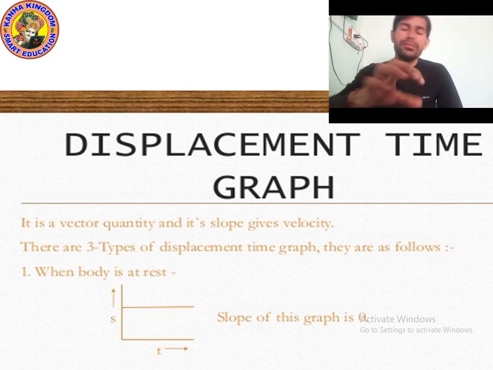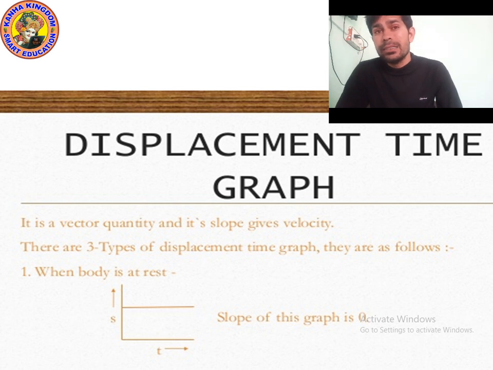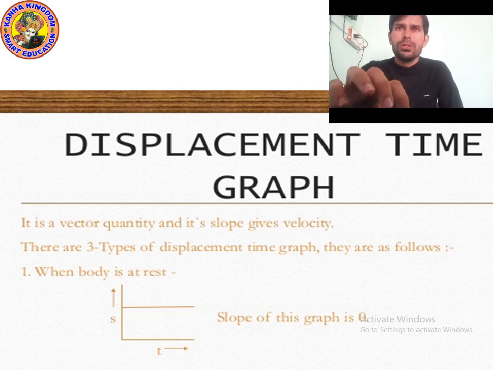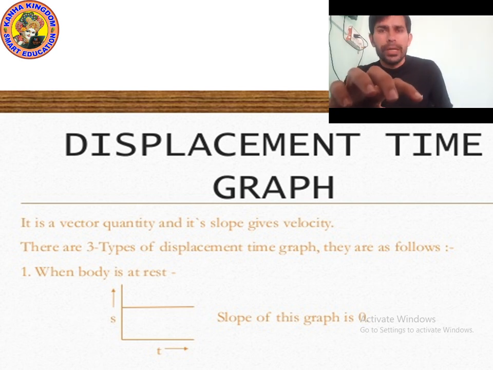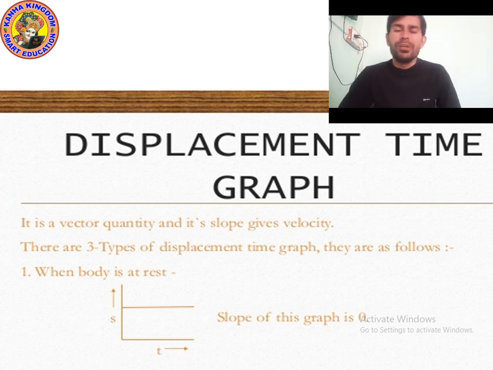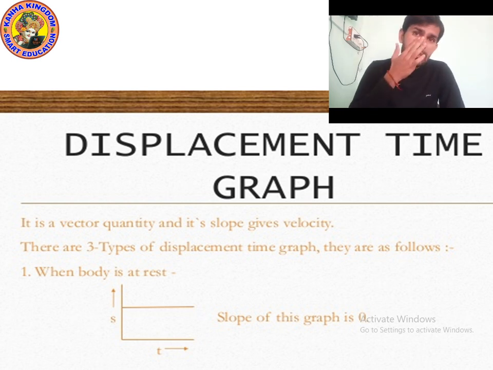But if the body is at rest, if the body is not moving, in that condition how will you make the graph? To make the graph you will have to draw a graph in which time will be on the x-axis, displacement, meaning s, will be on the y-axis, and you will draw a line just parallel to the x-axis. So this will be the graph.